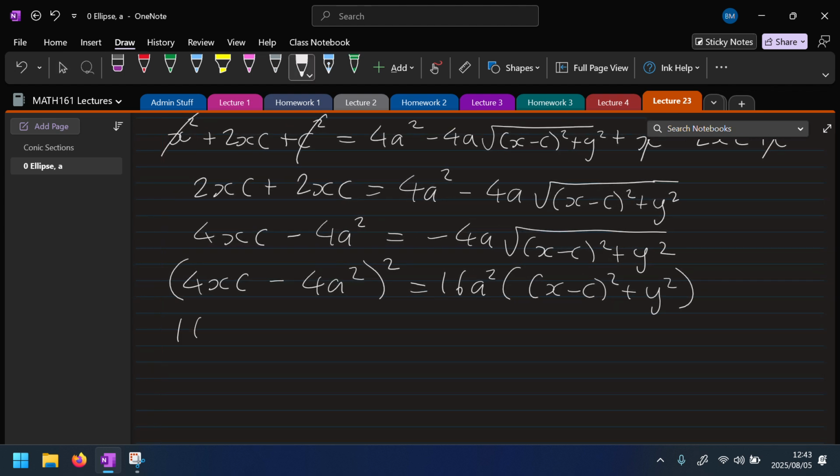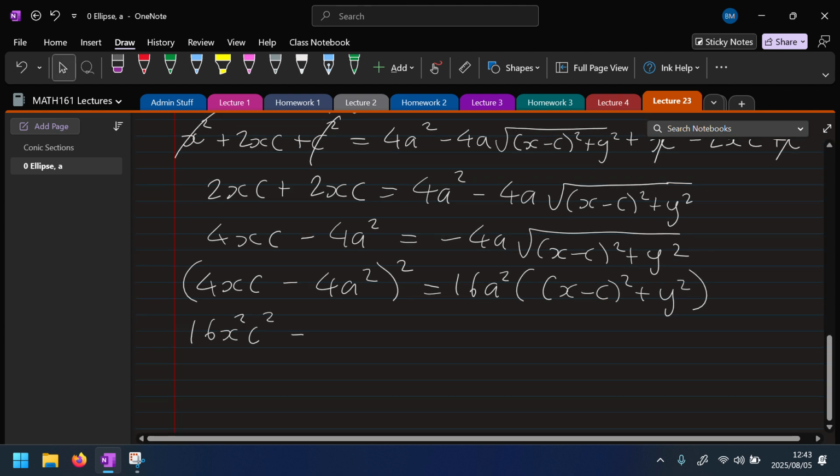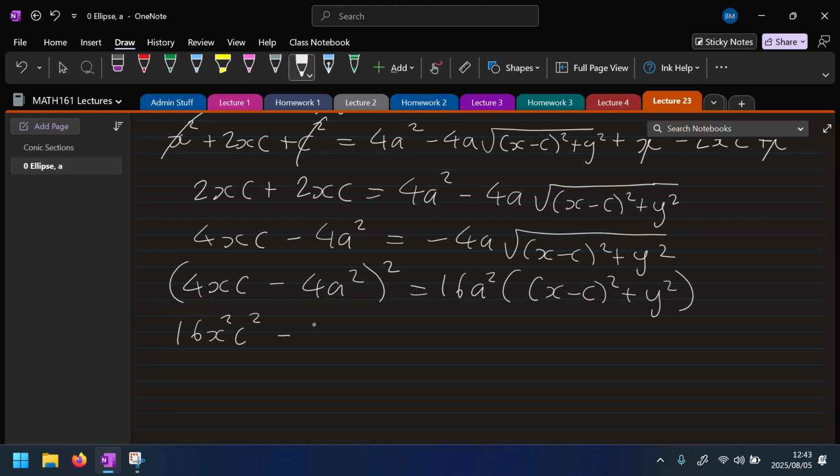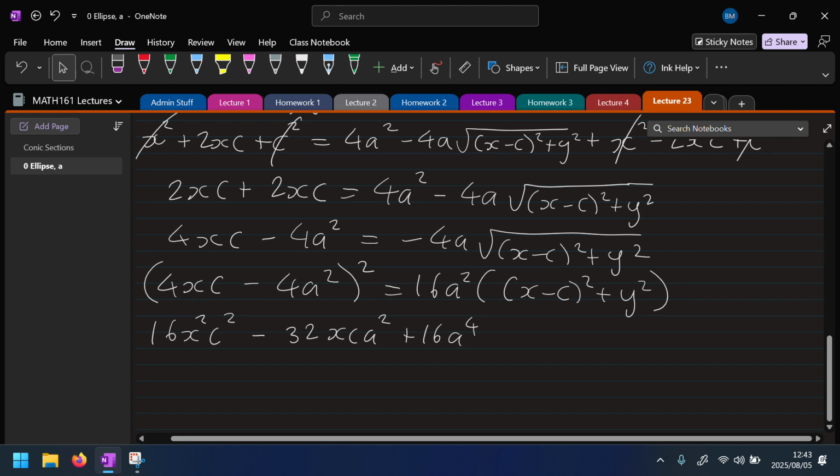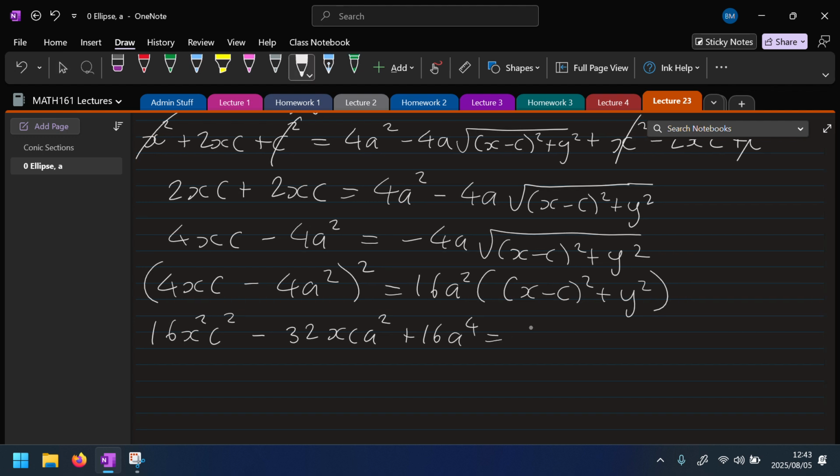Okay, so this side, we've got 16x squared c squared minus, what have we got there, 32xca squared plus 16a to the 4. Okay, from that. On the other side, let's see what we get. So we have 16a squared. Then x minus c squared. Let's see what we get there. So that will be x squared minus 2x times c plus c squared. And then we still have that y squared there.